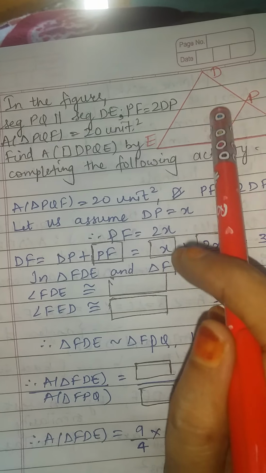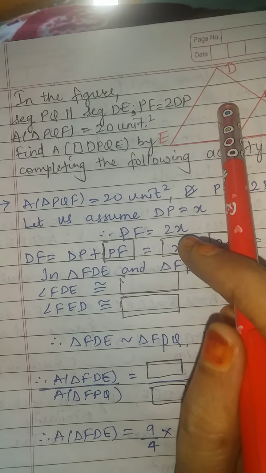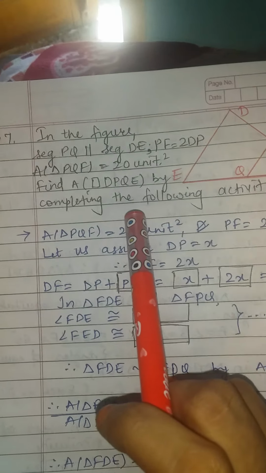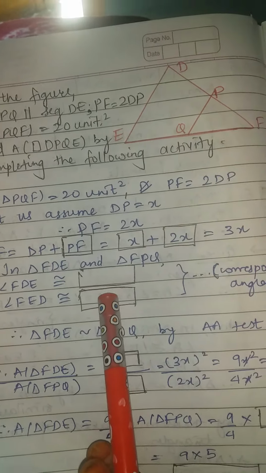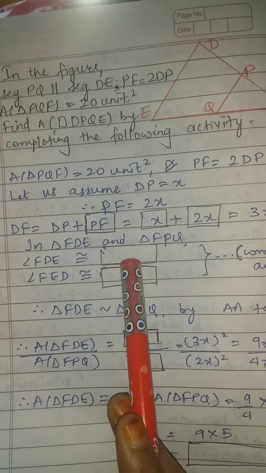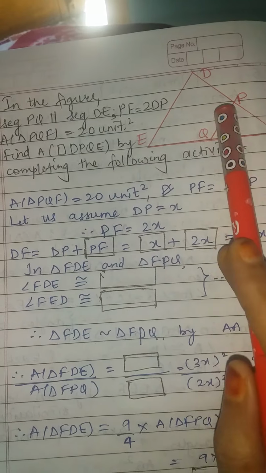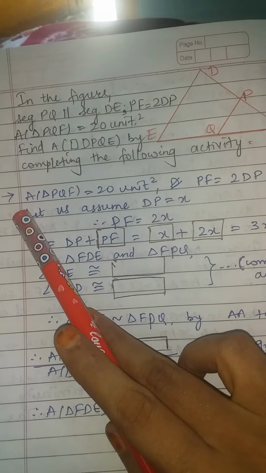We are asked to find the area of this particular quadrilateral DPQE by completing the following activity. Okay, so this is an activity based question where we have to fill the boxes as per the steps required in our solution. Fine. Let us start with the solution.